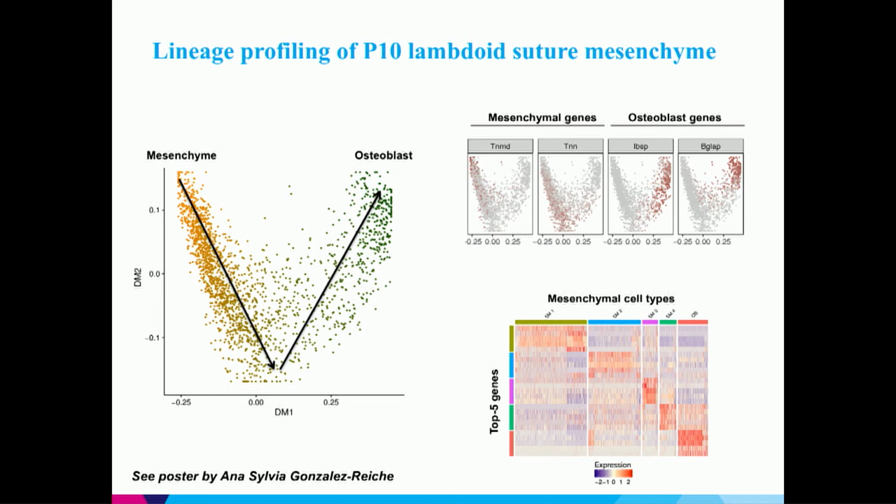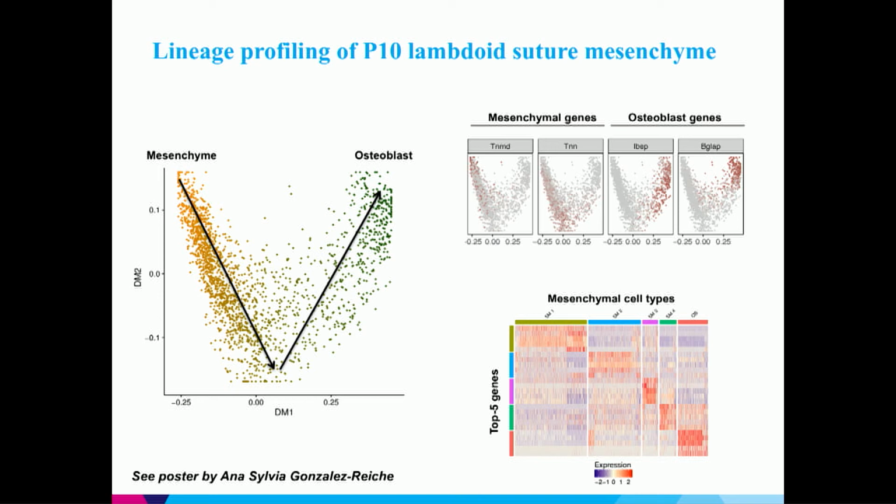Focusing now on just the mesenchyme and osteoblast, as we know that these are lineage related to each other, we can do what is called a lineage analysis, and you can consult with Anna and Anna's poster that she's presenting later today for more details. The basic principle here is that we are ordering our different cells in the mesenchyme and osteoblast according to their pseudotime lineage. We are trying to rank the profiles of these cells in a way so that we can reconstruct the developmental lineage of these cells.